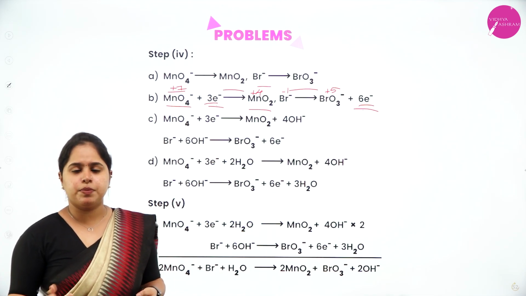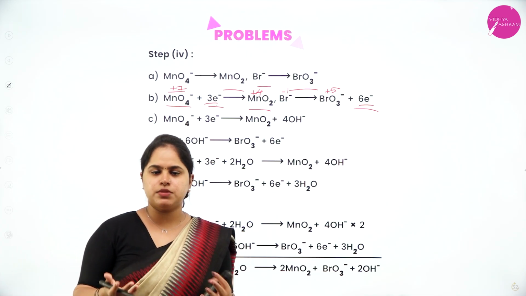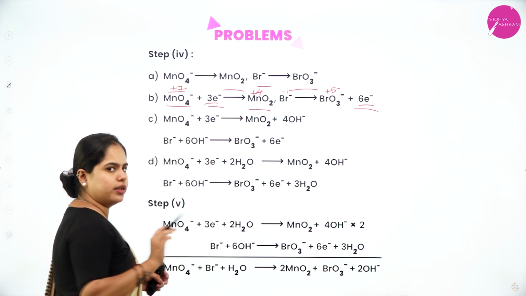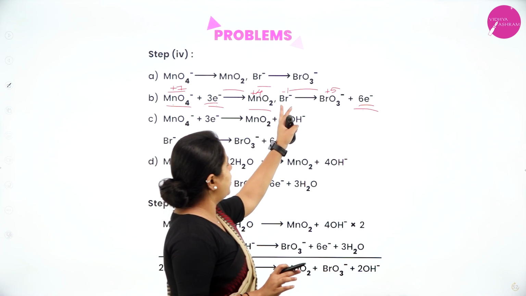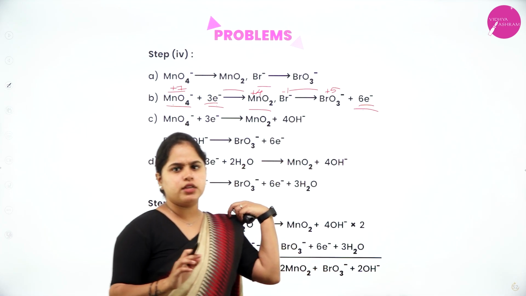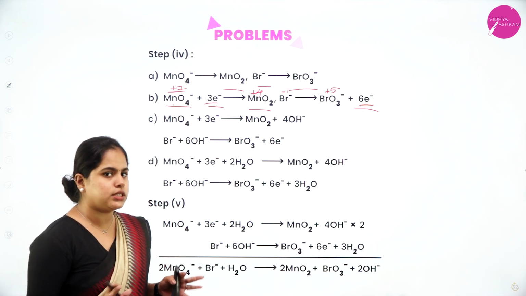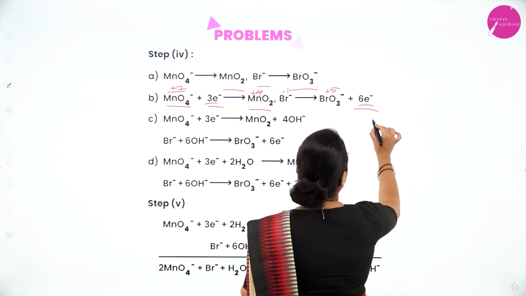The next step is to balance the number of atoms other than oxygen and hydrogen. Here manganese is 1 and manganese is 1, so the number of atoms is the same. Here also 1 atom of bromine, 1 atom of bromine. So there is no problem in that case. Now we have to balance the number of oxygen atoms. So let's write down the reduction half reaction first.